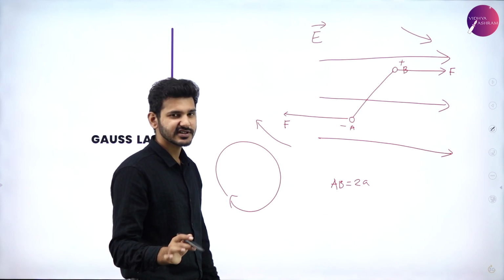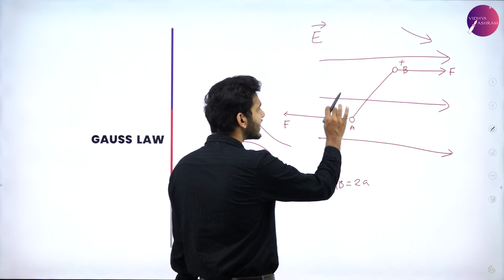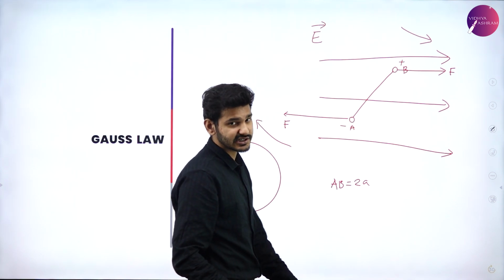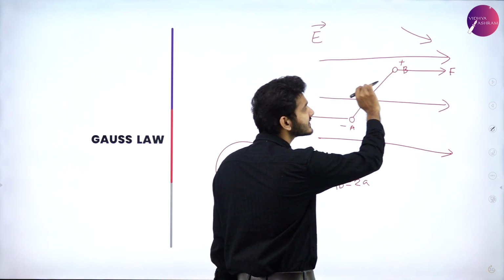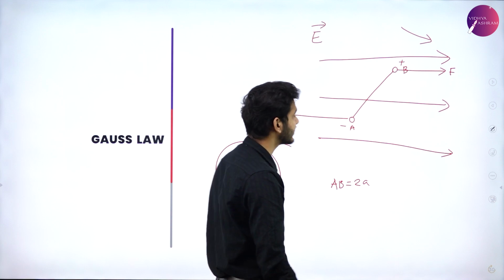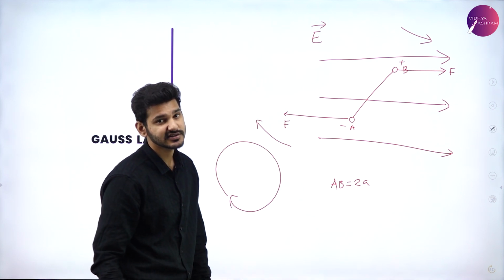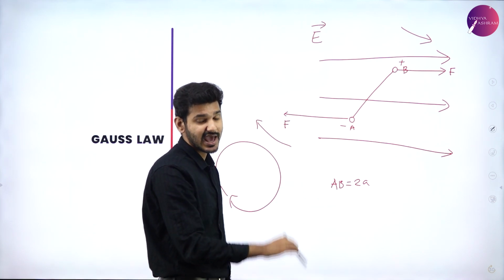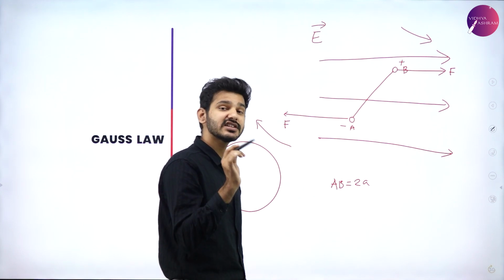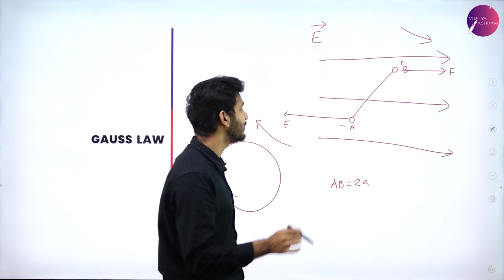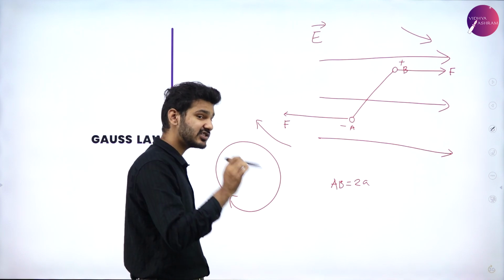Just for namesake, understand that when a dipole is kept in a uniform electric field, it will experience a force. The positive charge will experience a force along the direction of the electric field, while the negative charge will experience a force in the opposite direction, and that will cause the dipole to spin, or it will try to attain a position of minimal energy state where the tension is low.